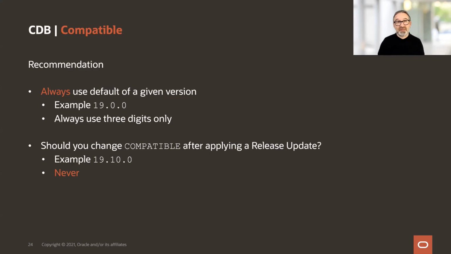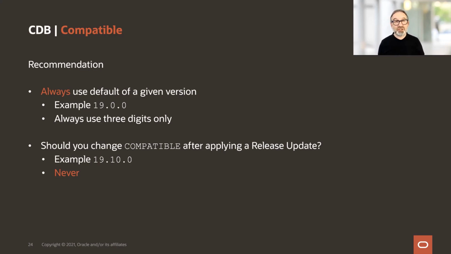Another thing to consider is compatible. Compatible should always be the default of the release. For 19c, that means the default compatible setting is 19.0.0. So when you create a container database with DBCA, it will have compatible 19.0.0. Three numbers, leave it like that. There's no need for a 4th or a 5th number, even though you could set it. And don't set 19.1 or 19.3 or 19.6 or whatever. That just gives you trouble.